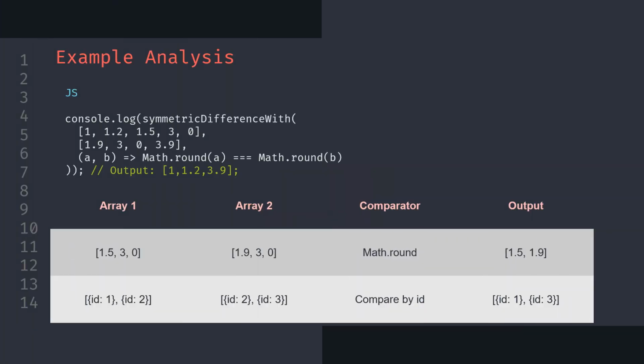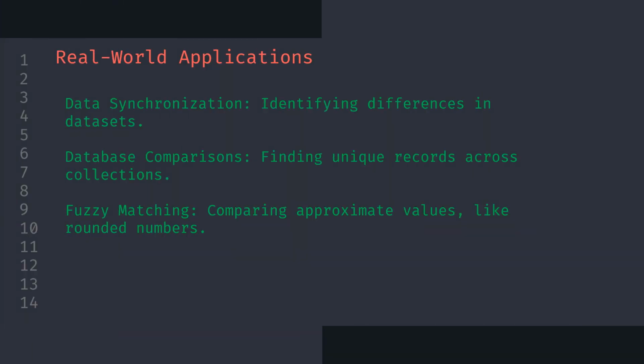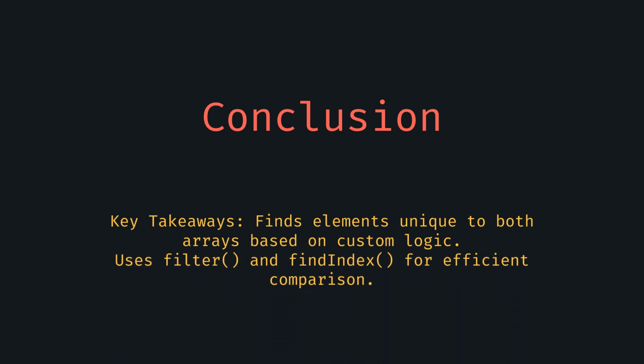Using this function, we can handle different types of comparisons, such as rounding numbers or comparing objects based on specific keys. This approach is highly effective for tasks like data synchronization, where we need to compare two datasets and extract unique values. With this approach, we can perform flexible comparisons between arrays, making it a powerful tool for various applications.